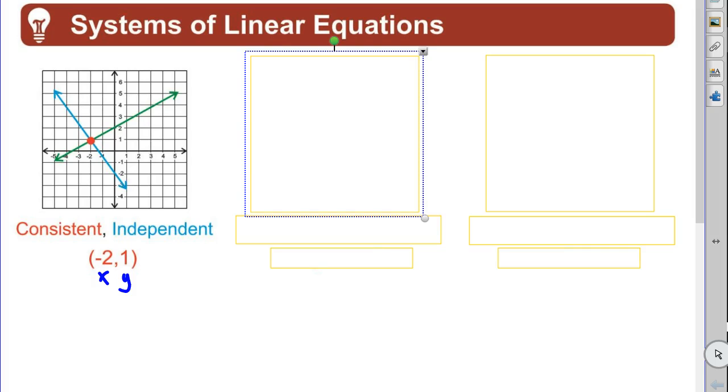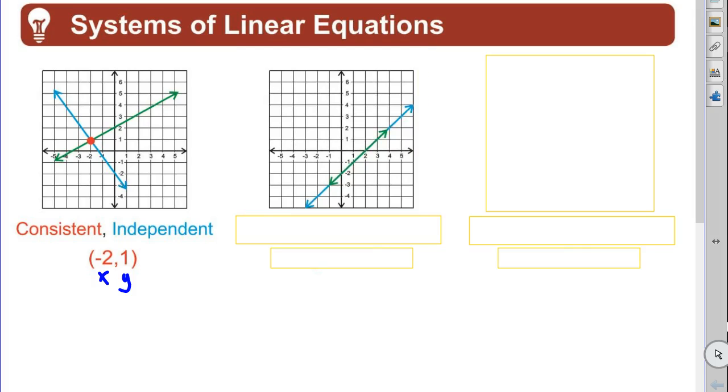Well, there's another possibility, and that's when they are both the same line. So they're both the same line. In this scenario, you have to understand that every point along the line is a solution, right? Because they intersect at every single point. And so really there's an infinite number of points along the line that's the actual solution.